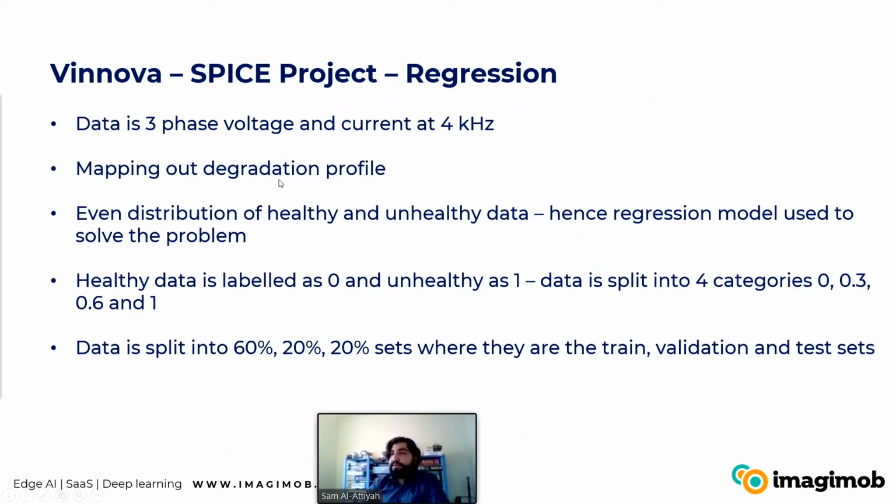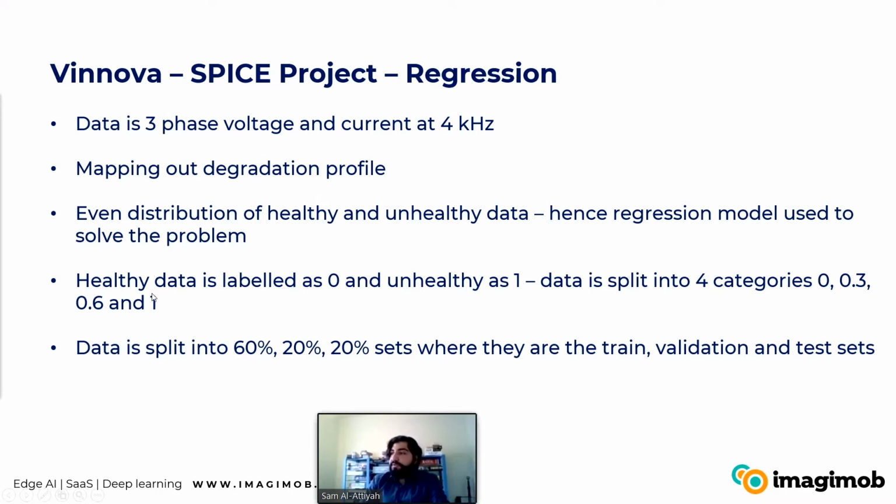Regarding the problem that we approached, we had three-phase voltage and current data, sampled at 4 kilohertz. The problem we were trying to solve was to map out the degradation profile of this machine. Since we had an even distribution of healthy and unhealthy data, we chose to approach this using supervised learning, and hence we decided to use regression models.